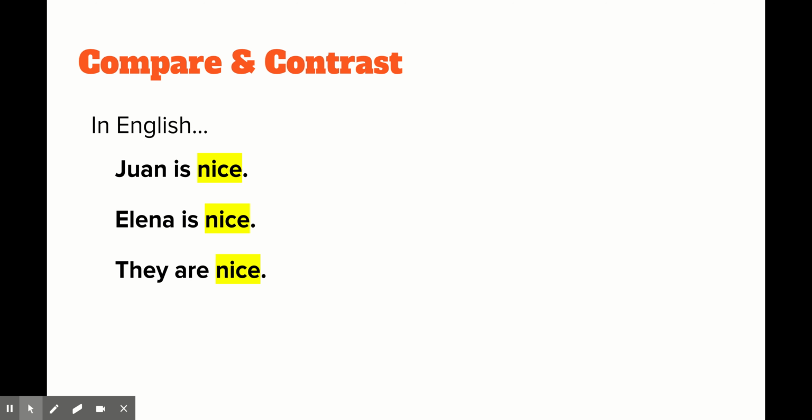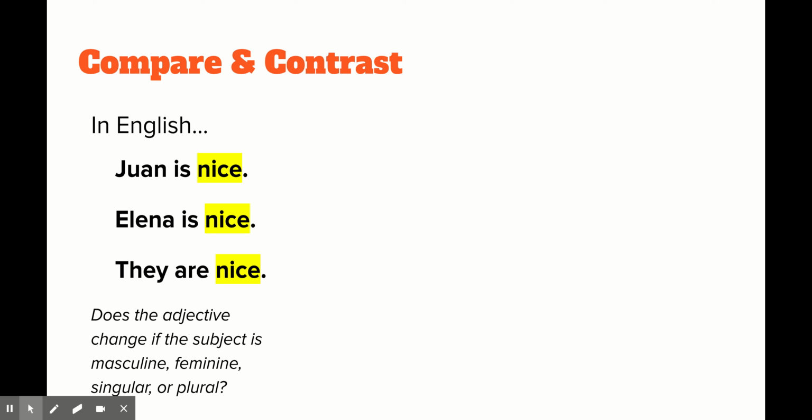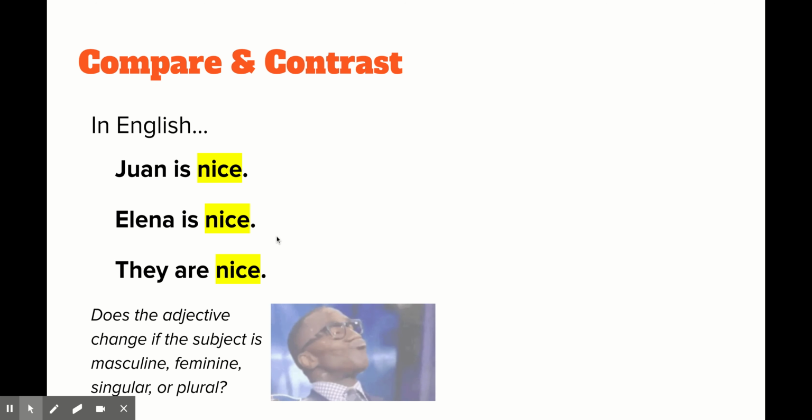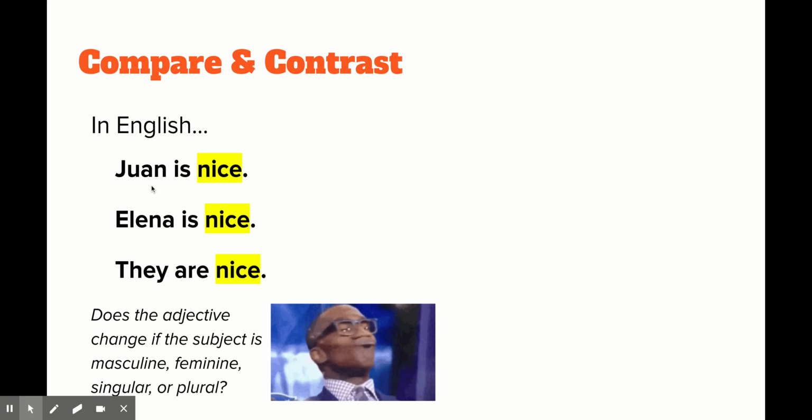So, let's compare and contrast. In English, we say, Juan is nice, Elena is nice, they are nice. My question to you in all three of these sentences, does the adjective, which is highlighted in yellow, change if the subject, the person, right? Who is the subject? Juan, Elena, they. Does the adjective change if the subject is masculine, feminine, singular, or plural? Does the word nice change? Nope, right? The answer to that is no. It stays the same. Nice, nice, nice. It doesn't matter who we're talking about. Juan's nice, Elena's nice, they're nice.